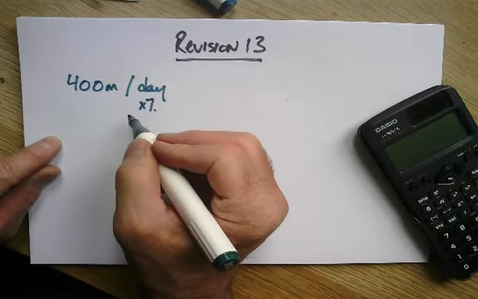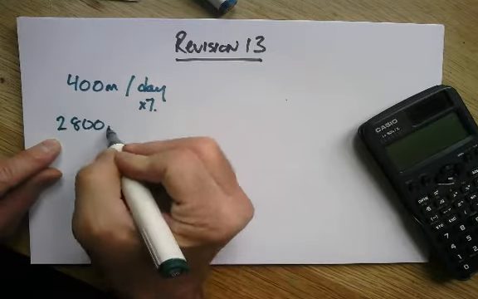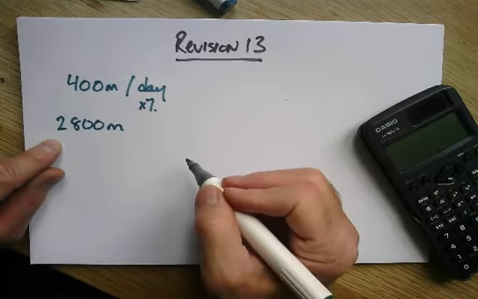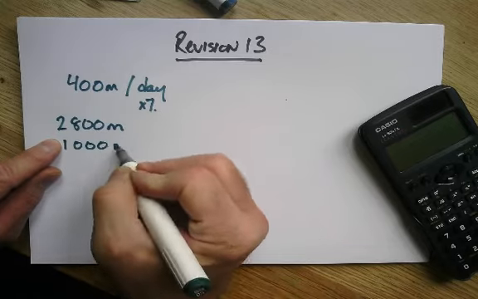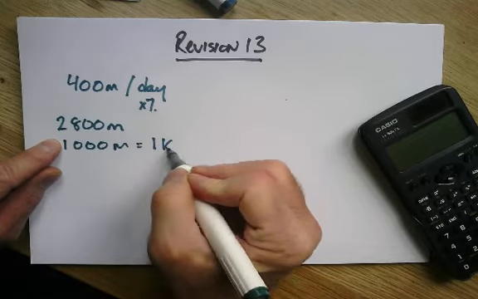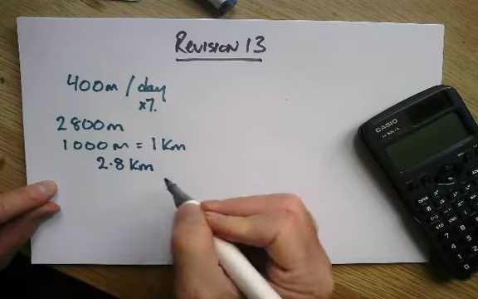7 fours, 28, so 2,800 meters. And it says give your answer in kilometers. Well, we know that 1,000 meters is equivalent to 1 kilometer, so therefore it's going to be 2.8 kilometers.